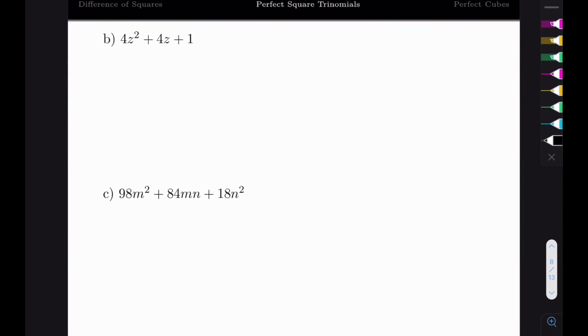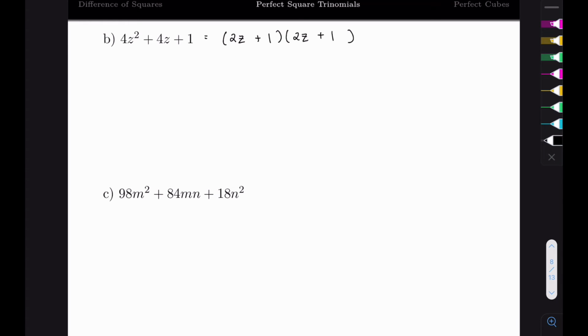So let's try some more. Again, got perfect squares for this next one. We need the first term to multiply to 4z squared, so let's try 2z and 2z. We need the last term to multiply to positive 1, and it's positive in the middle, so let's try plus 1 and plus 1.